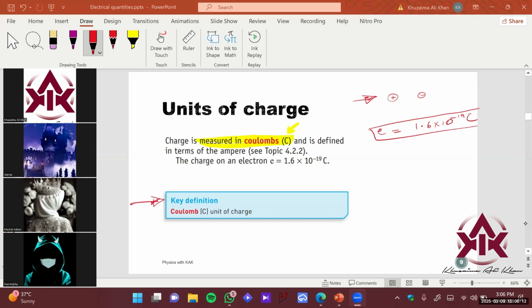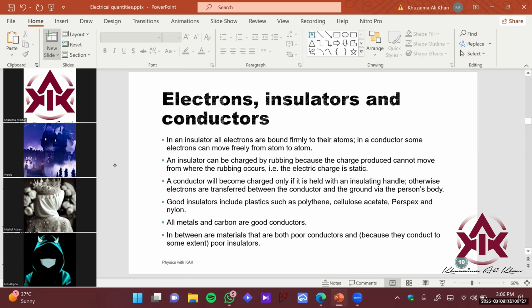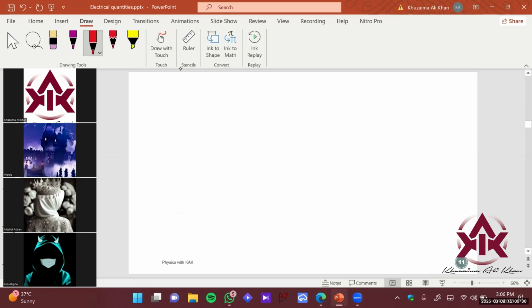Now we have another thing in the pipeline, that is insulators and conductors, right? Let me give you an example here. Let's imagine you have two structures here. First of all is plastic, and then you have copper here.